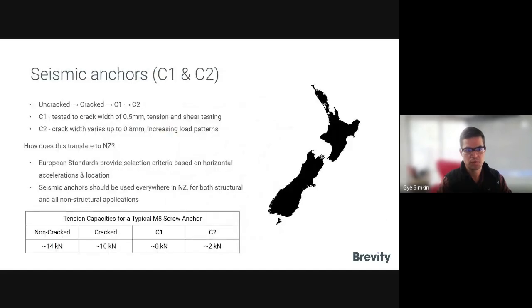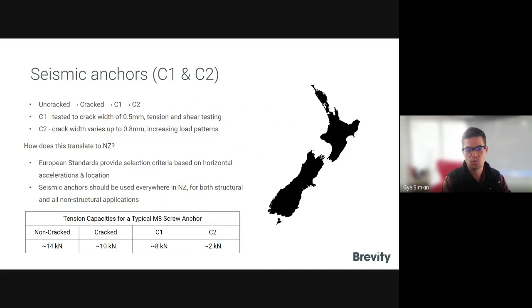But what does this mean for seismic anchors? So different anchors are tested to different categories. Traditionally, there's your non-cracked and cracked, and now we're also seeing C1 and C2. And each of these have different testing regimes and results in different capacities for those anchors. For example, C1 is tested to a crack width of about 0.5 mil, whereas C2 is more stringent. It's a larger crack up to 0.8, and I know there's different loading patterns that it's tested to as well.